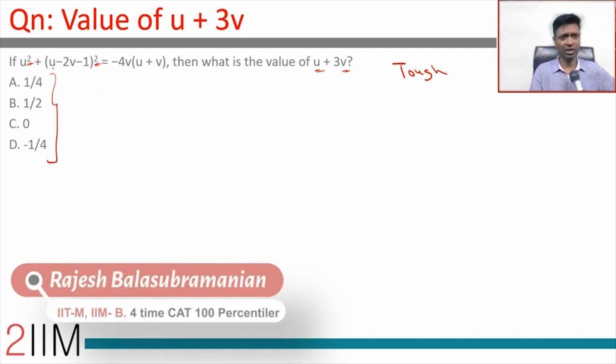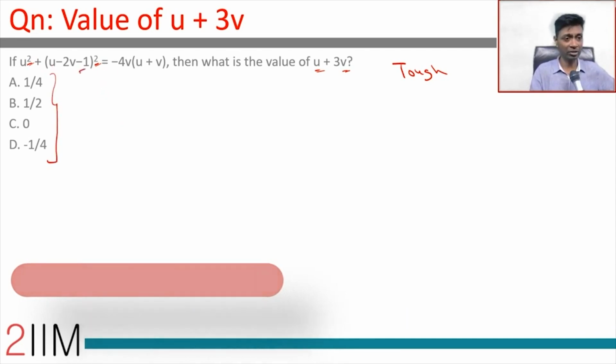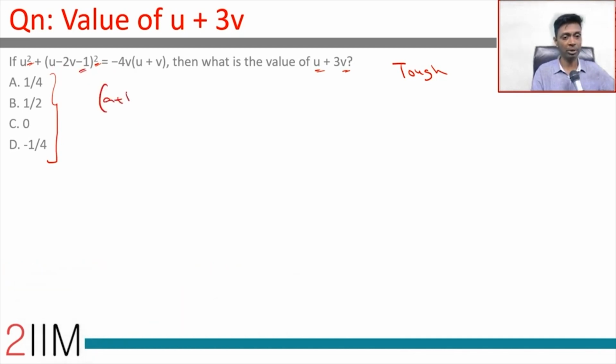So first up, let's expand this. (A plus B plus C) the whole square is A square plus B square plus C square plus 2AB plus 2BC plus 2CA. If you didn't know this also, we could have just multiplied it and got to the answer. This is not a deal breaker. So let's plug this in.